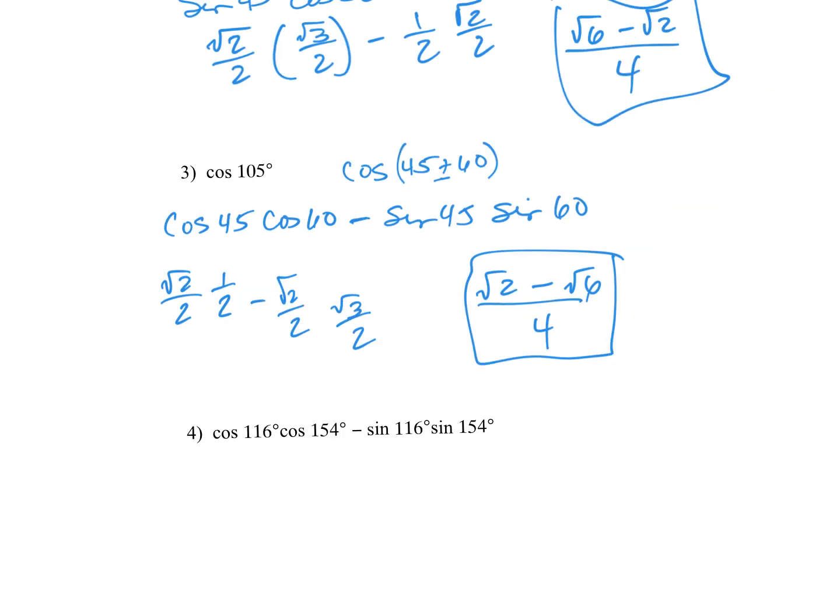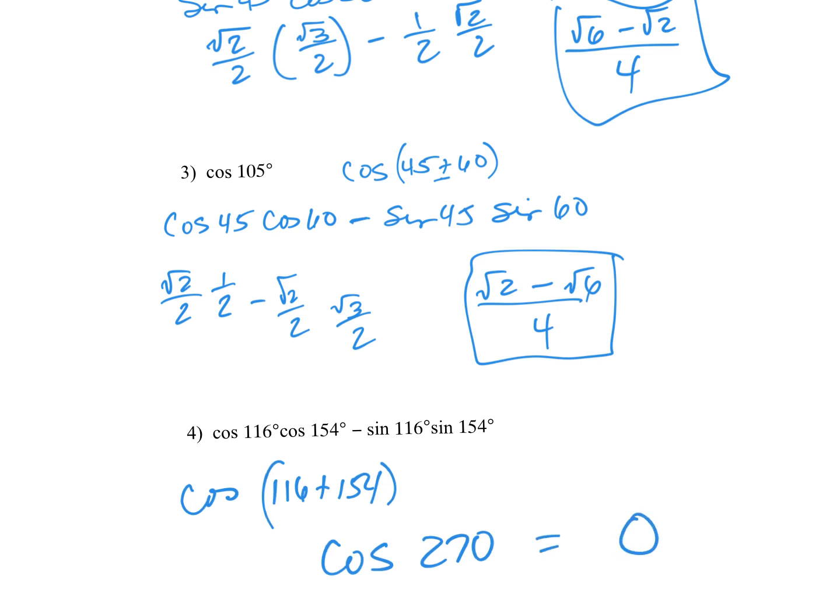Okay. So the next one, you just have to figure out what formula to use. And it's cosine, cosine minus sine, sine. And if you look at the cosine of alpha plus beta and alpha minus beta, the one with the minus in the middle is the cosine of 116 plus 154, which is the cosine of 270, which is 0. That's on your unit circle.